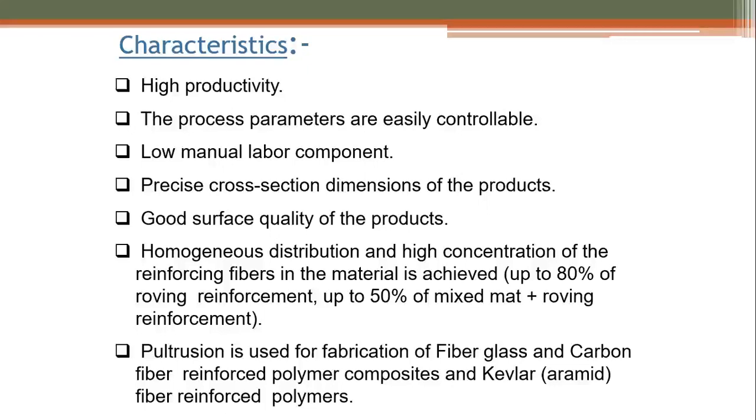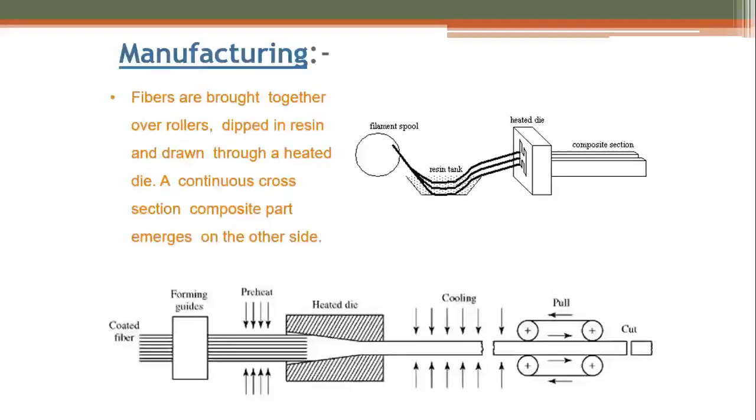And the last one is that pultrusion is used for the fabrication of fiberglass and carbon fiber reinforced polymer composites, and Kevlar fiber reinforced polymers can also be used in this pultrusion process. So these are all the different characteristics.